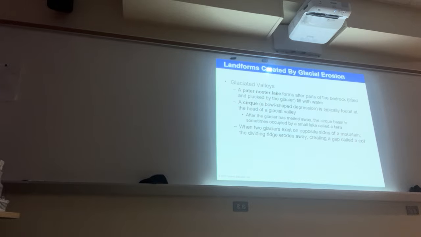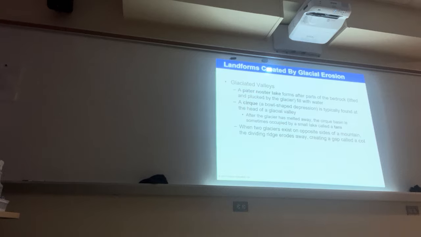Glaciated valleys can then form something called a paternoster lake. This is going to form when parts of the bedrock that were lifted up and plucked away by the glacier get filled in with water. Something you'll see in your lab tonight is a cirque. This is a bowl-shaped depression typically found at the head of a glacial valley. So sort of where the glacier first forms, it creates a sort of ice cream scoop out of the side of the mountain.